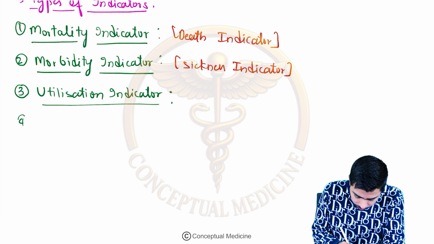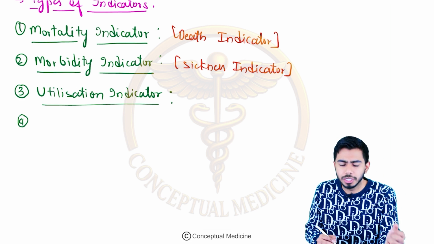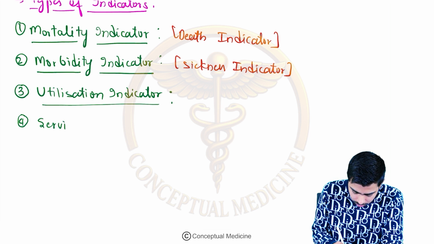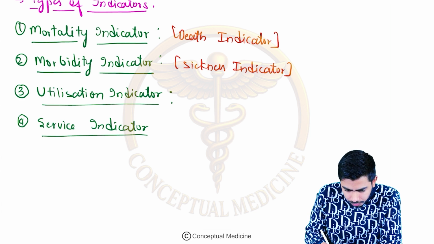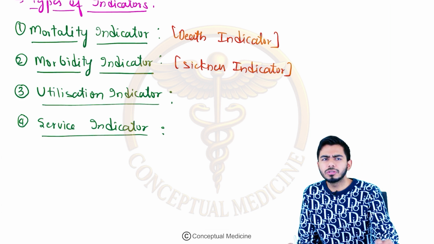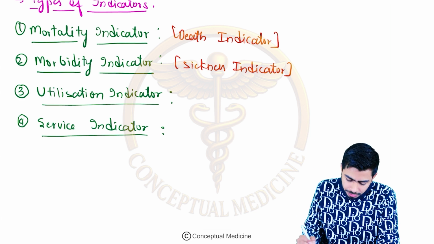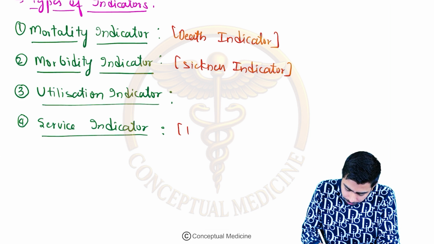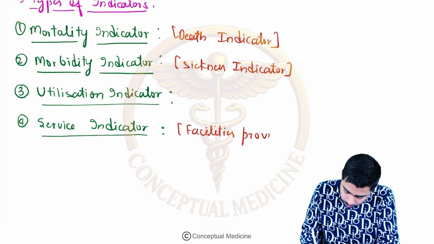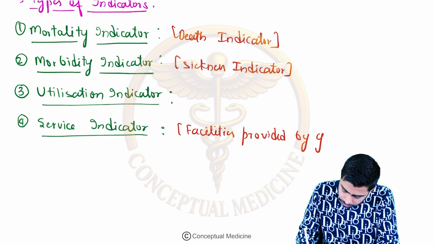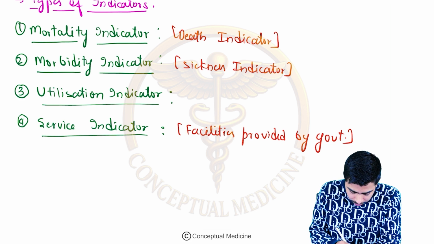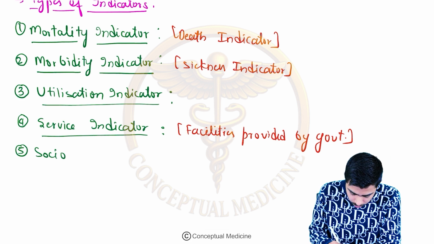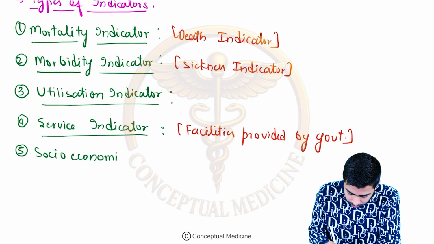Now the fourth one, after the utilization indicator, we shall talk about the service indicator. In the service indicator, we shall talk about the facilities which are provided by the government side. The facilities provided by the government are actually service indicators. Then next we have the socio-economic indicator, fine.